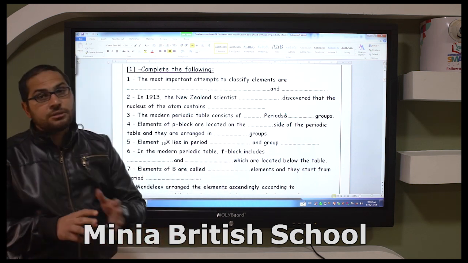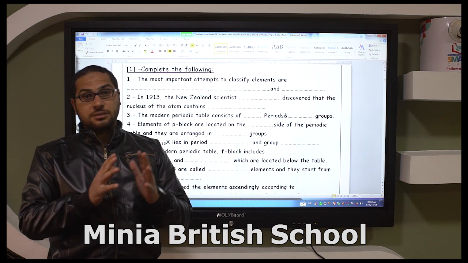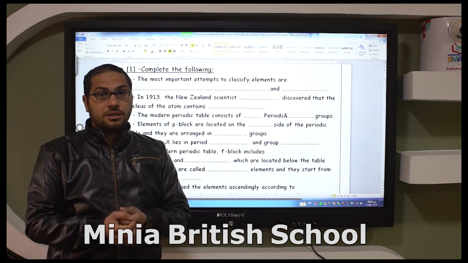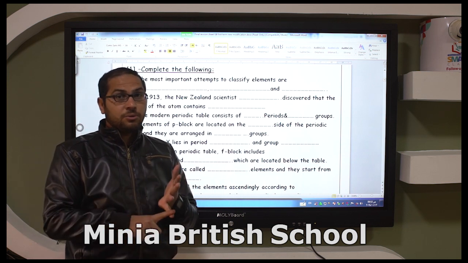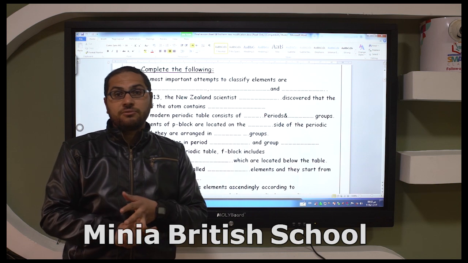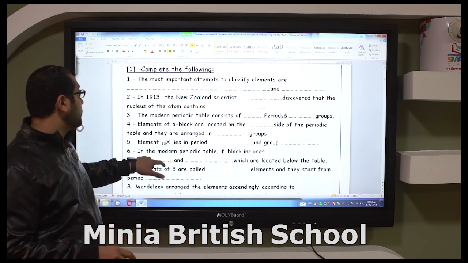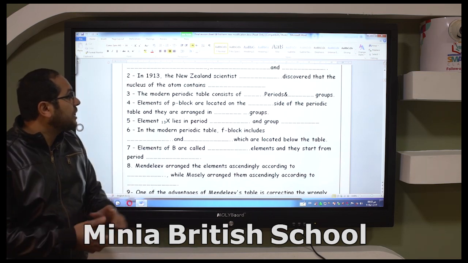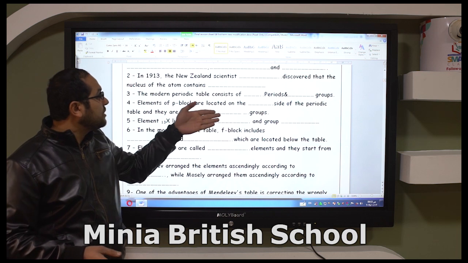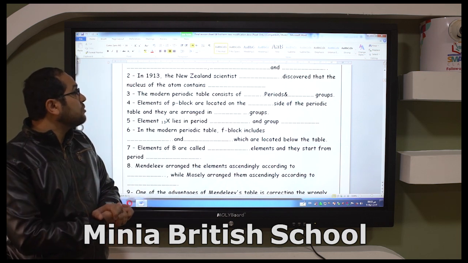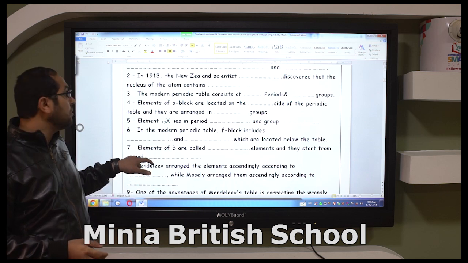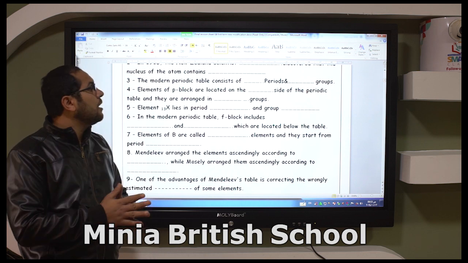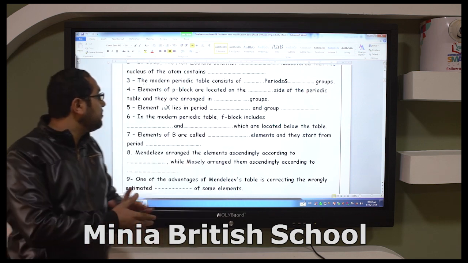Number 3, the modern periodic table, applied by a group of scientists, who arranged the table by number 1, atomic number, and number 2, the way of filling the sub-energy levels with electrons. In 1913, the scientist who discovered that the nucleus of the atom contains positively charged protons was called Rutherford. The modern periodic table consists of 18 groups and 7 periods.